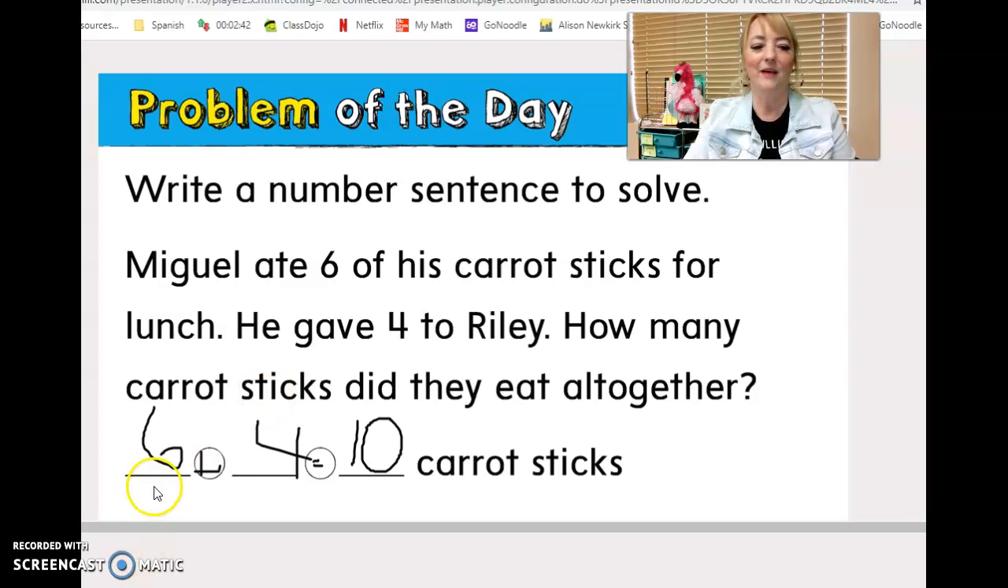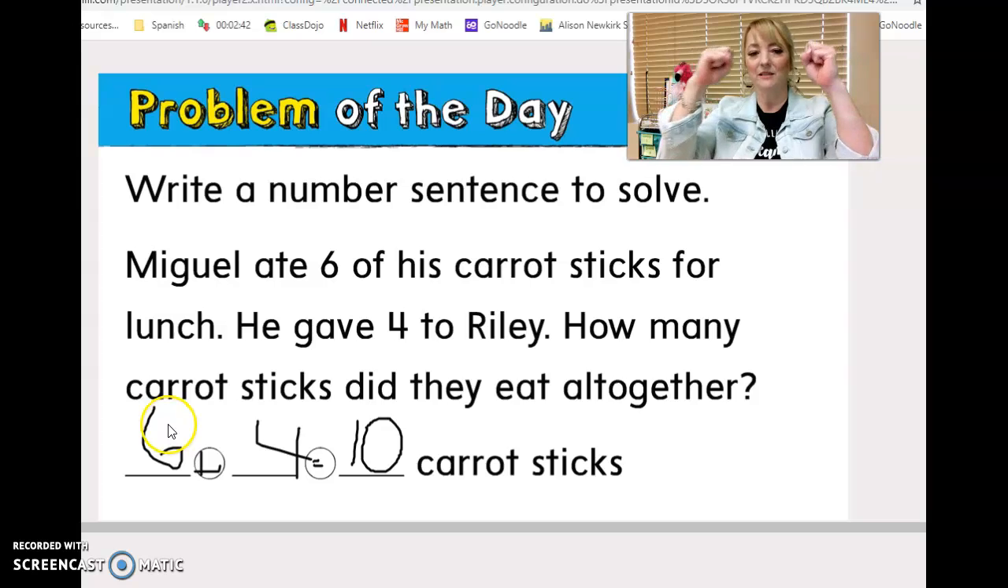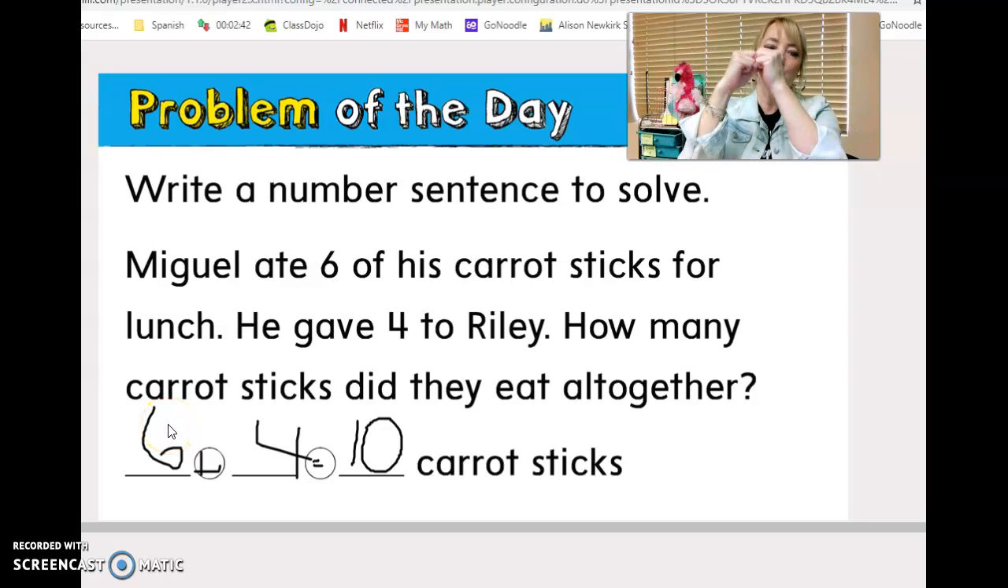So we have write a number sentence to solve. Miguel ate 6 of his carrot sticks for lunch. He gave 4 to Riley. What a nice guy. How many carrot sticks did they eat all together? So when you're saying all together, you're saying, oh, we're going to put them together, which means addition. We're not pulling them apart. That would be subtraction. So Miguel 6 carrots, Riley 4. So 6 plus 4 would be the sum of 10.